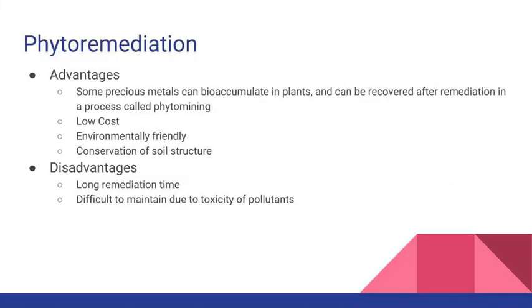A few advantages of phytoremediation include: it is a low-cost, solar energy-driven cleanup technique, it is useful for treating a wide variety of environmental contaminants, and through a process called phytomining, any precious metals that bioaccumulate in the plants can be recovered and have the possibility of being sold, therefore offsetting some of the cost required to set up this method. And lastly, some disadvantages include a long remediation time, and it can be difficult to keep an entire field of plants alive, especially if the pollutants are toxic.